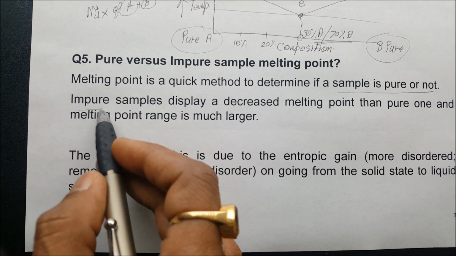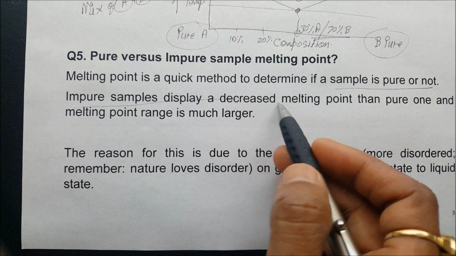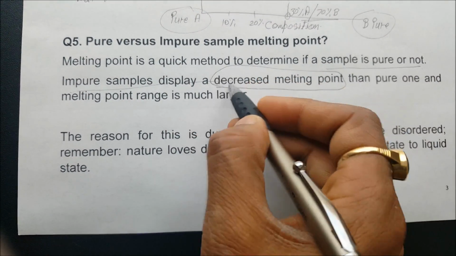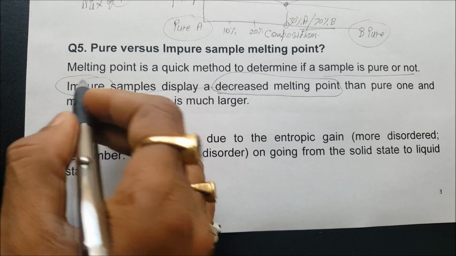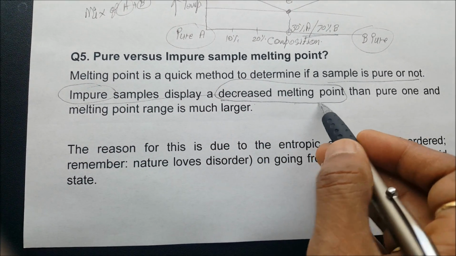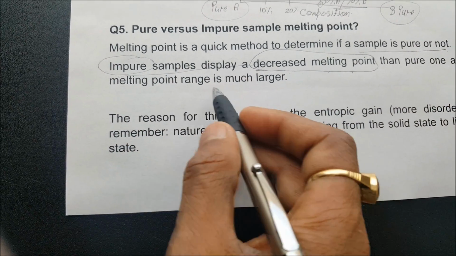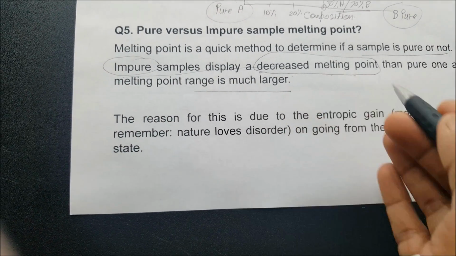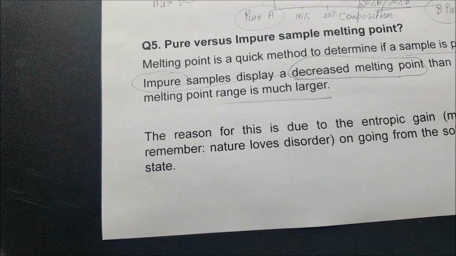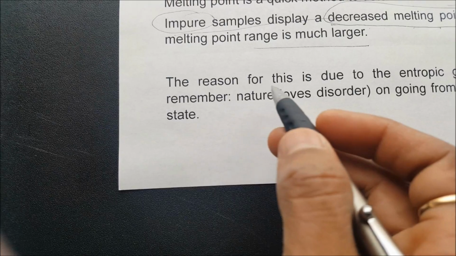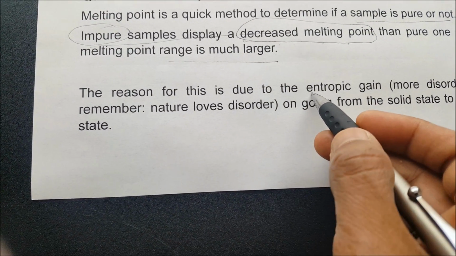And impure samples display a decrease in melting point. This is very important. If you have an impure compound, it displays a lower melting point than the pure one, and the melting point range is much larger, probably more than a 2 to 3 degrees Celsius range. And the reason for this is the entropy gain.